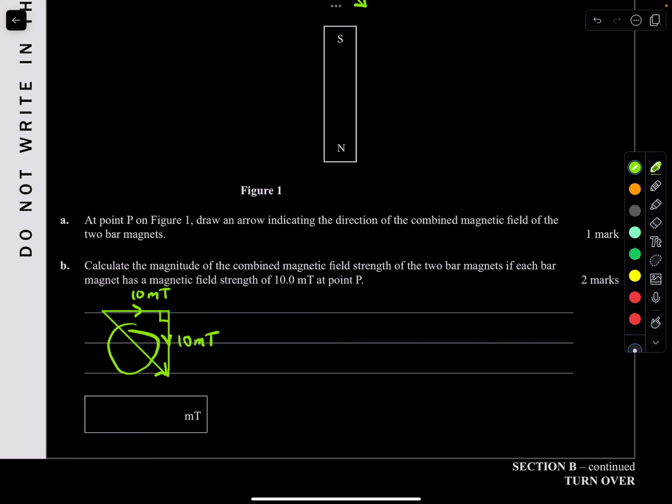All we want to do is find the combined magnetic field, which is easy by using Pythagoras' theorem. Because we want it in milliteslas and everything's in milliteslas, I'm not going to convert them to teslas and will just keep them in milliteslas. So using Pythagoras' theorem, c squared equals a squared plus b squared. c is equal to, pretty much, the square root of 10 squared plus 10 squared.